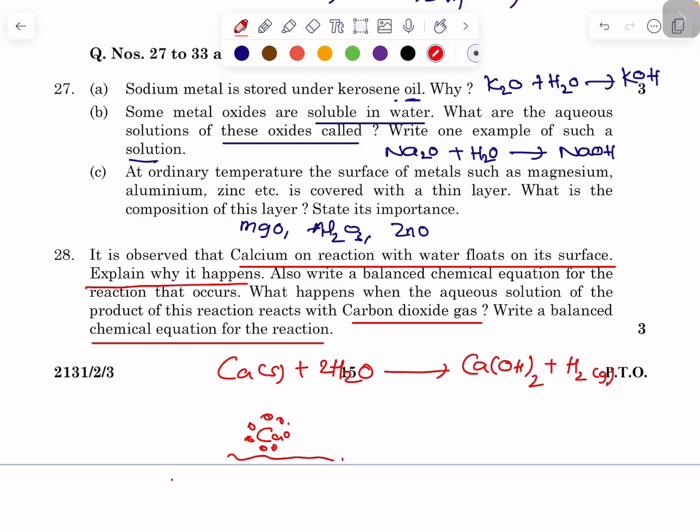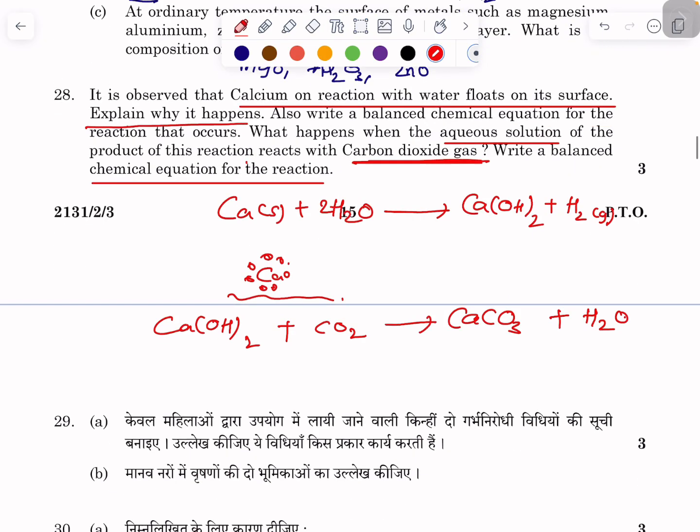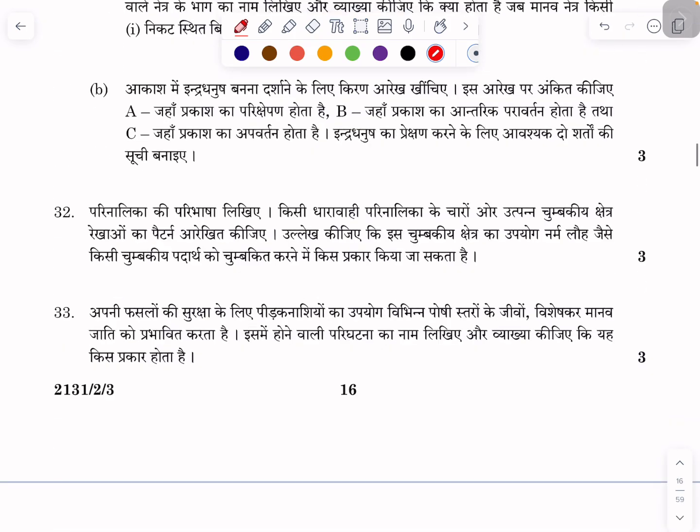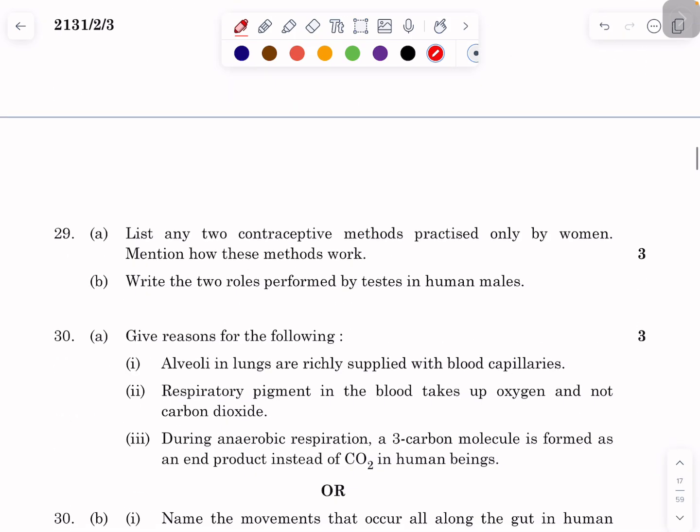In the next question they asked, what happens when the aqueous solution of the product of this reaction reacts with carbon dioxide gas? Write a balanced chemical equation of the reaction. When it reacts with carbon dioxide gas, it forms a milky white precipitate due to the formation of calcium carbonate. Okay, so you need to write this equation.